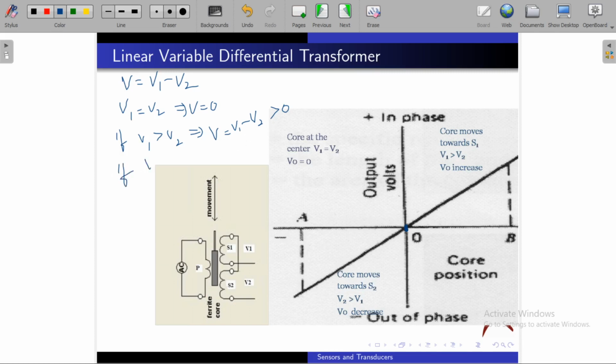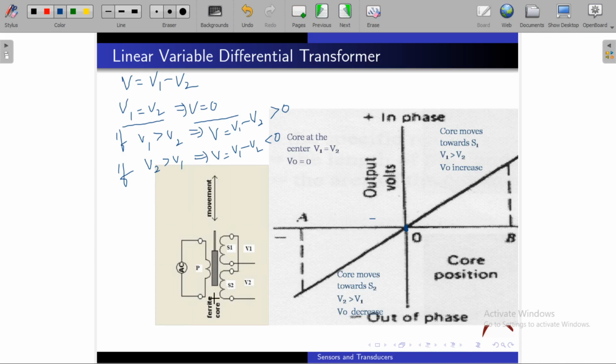Okay, if V2 is greater than V1, then V is equal to V1 minus V2, less than 0. See, when the core is at center, V1 is equal to V2 and V is equal to 0, as V is equal to V1 minus V2. If both are equal, V will be 0, output voltage will be 0. If it is moving towards S1, then V1 will be greater than V2, then V is equal to V1 minus V2, that will be greater than 0. Means if it is moving towards S1, voltage will be increasing in forward direction. V0 will be increasing.